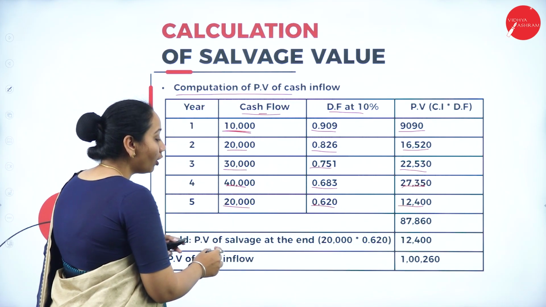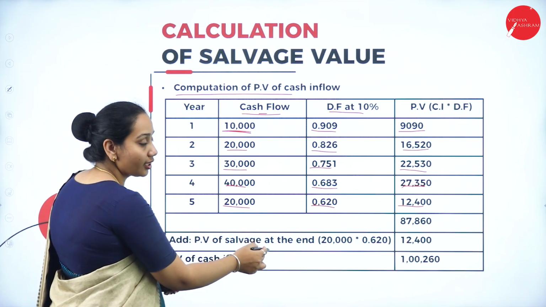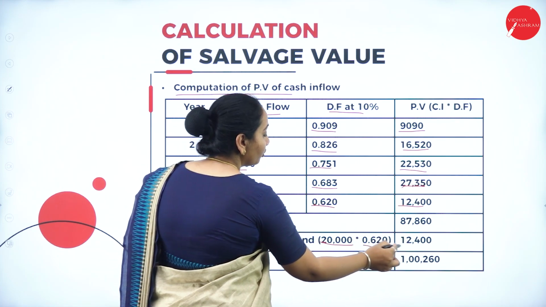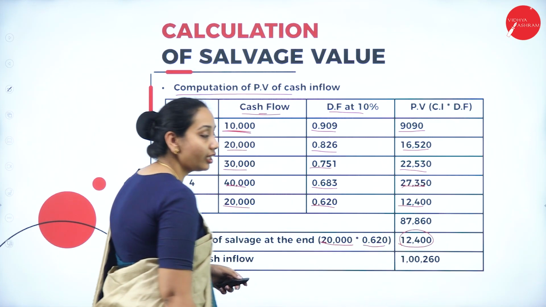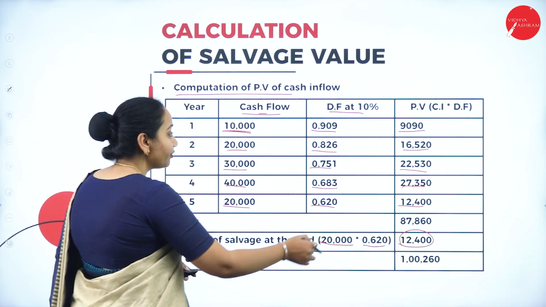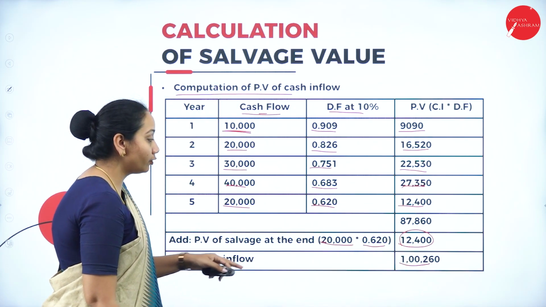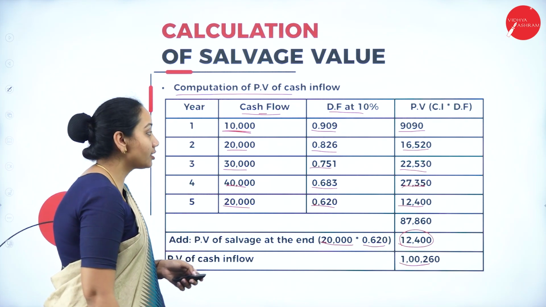At the end of the year, we have got a salvage value of 20,000 rupees. Into 0.602, the present value is 12,400. If we add all these, we'll get the present value of the cash inflow as 1,260,000 rupees.